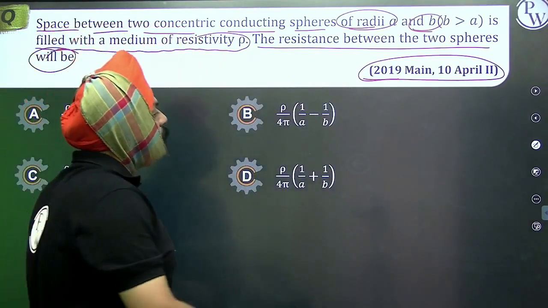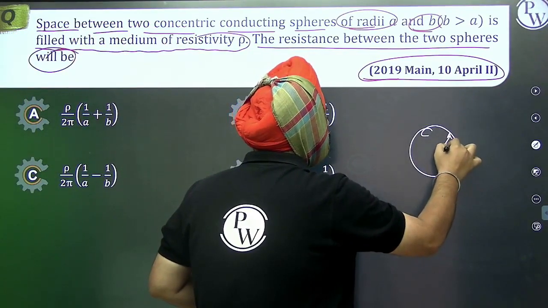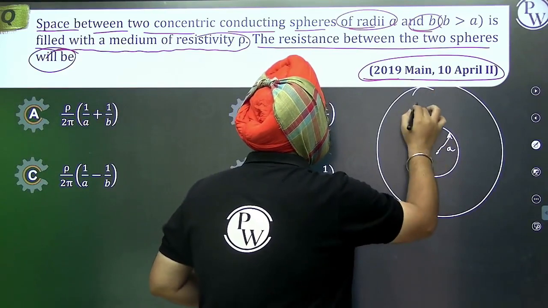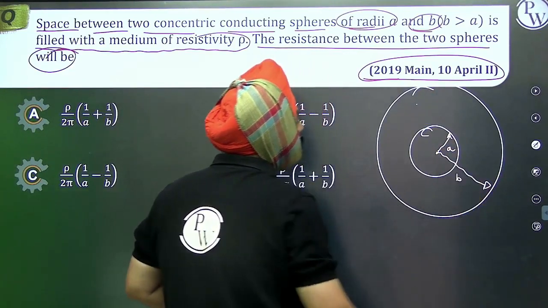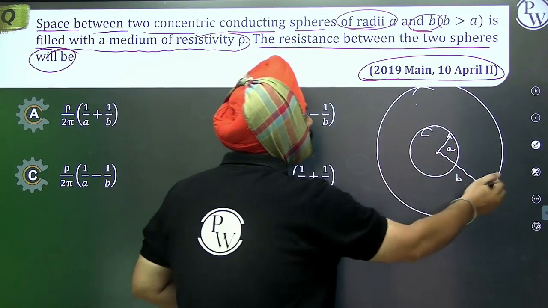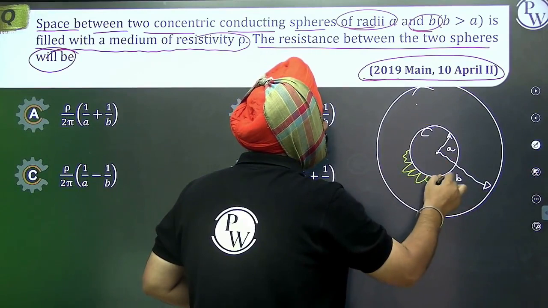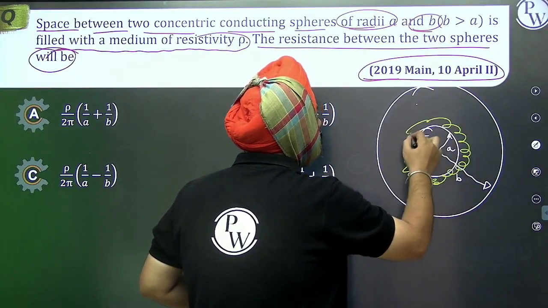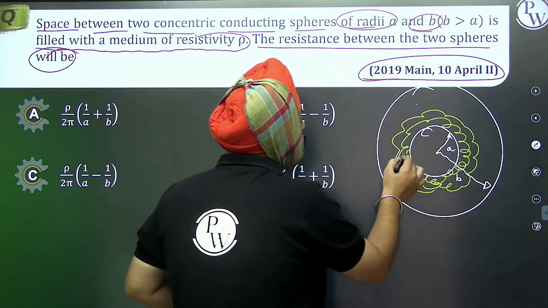So first of all, let's draw the diagram here. Okay, this is a radius A. This is radius B. Now in between this A and B, the entire thing is filled up with the material like this.